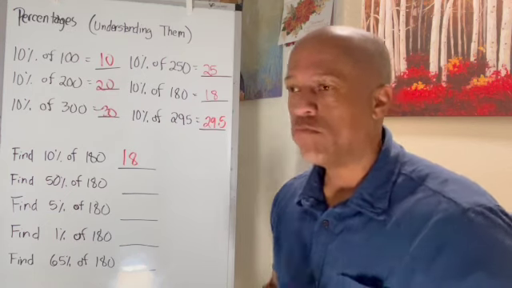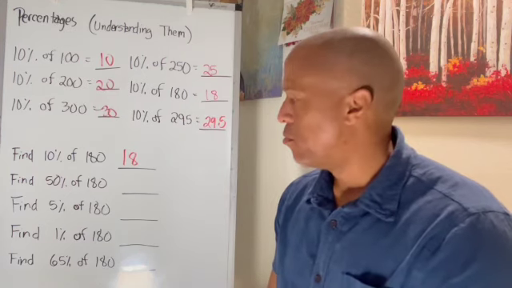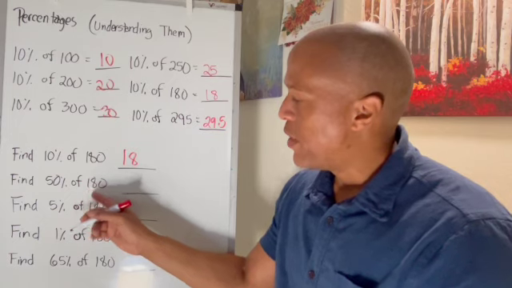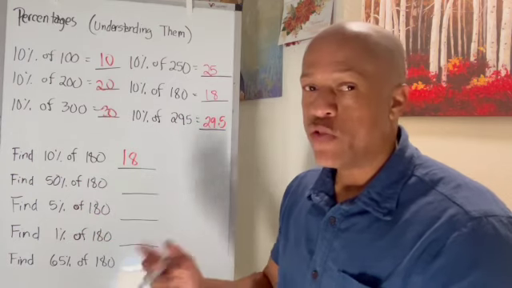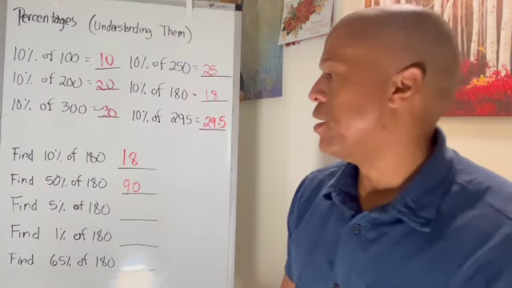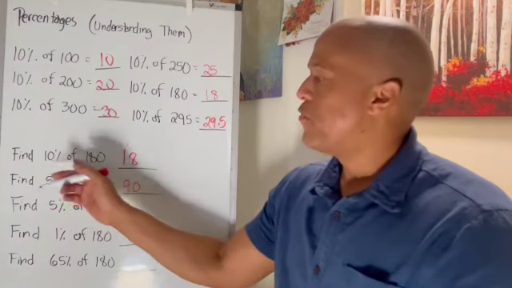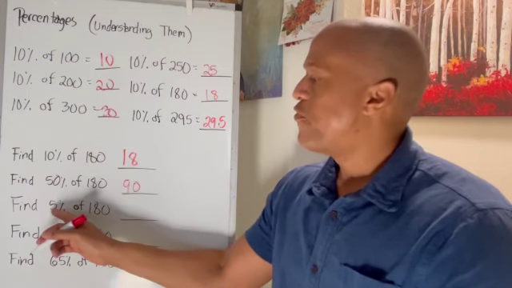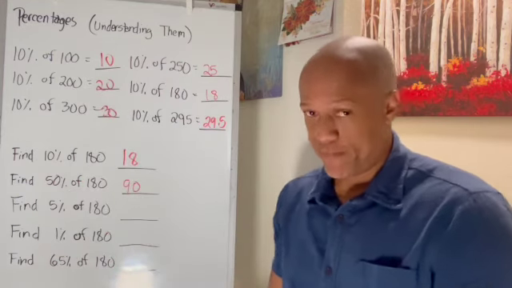Well, that would be 90. Right. How? Well, half of 18 is 9, so half of 180 then would be 90. Okay, so that's 50% of 90. Okay. But if 10% of 180 is 18, what's 5% of 180?